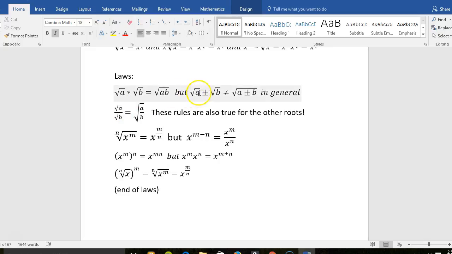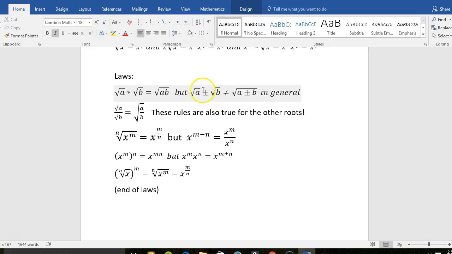Now, guys, it's not true in general that the sum of the radicals is the radical of the sum. This is not true. This means not equal to right here. In general, I mean, there may be some special numbers where this is true, but most of the time this right here is not true right here.